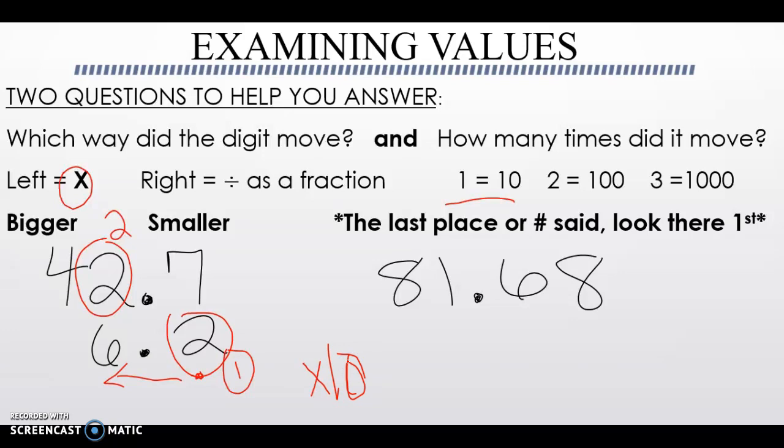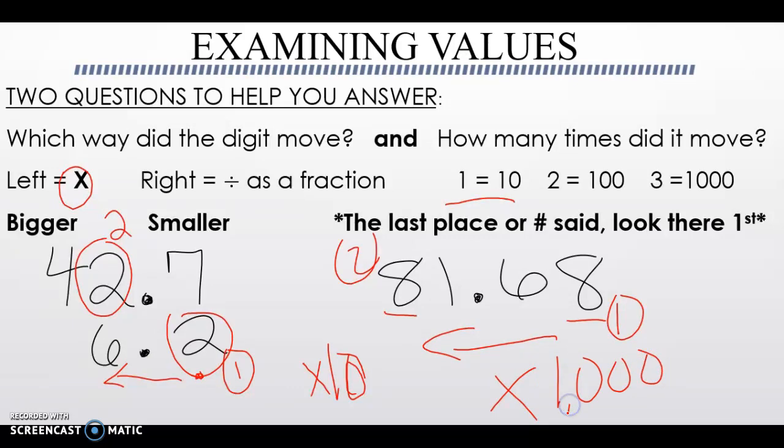Sometimes they'll give you one number, but two of the same digits. How does the 8 in the tens place compare to the 8 in the hundreds place? So they mentioned the hundreds place last. Which way did it move? It moved to the left. How many times over? 3 times. So the 3 times give you the value of 1,000. Okay.